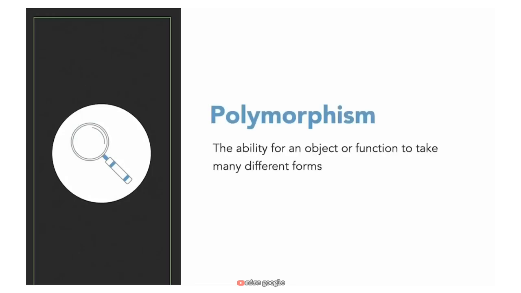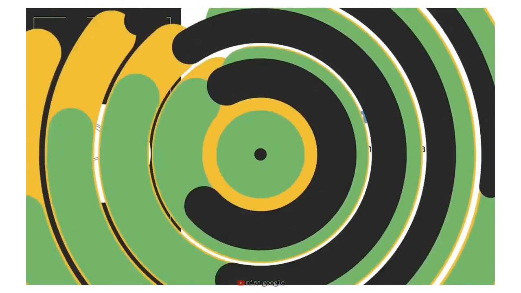Polymorphism is the ability for an object or function to take many forms. Depending on the context and situation, the form may be different, making your code more flexible and reducing complexity. In fact, we've already started using it in this course, even if we didn't realize it.